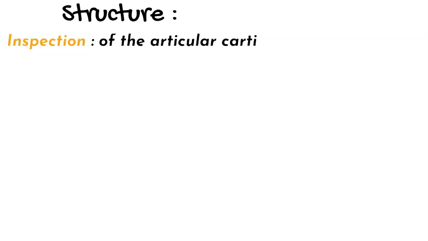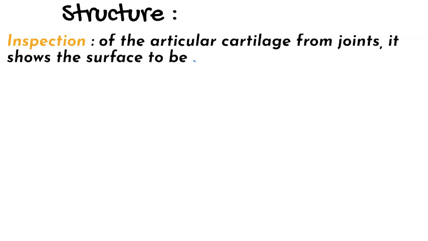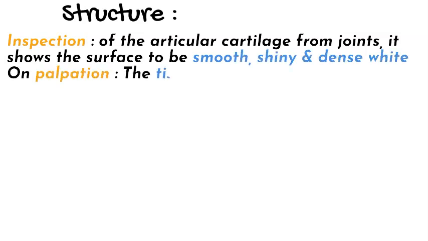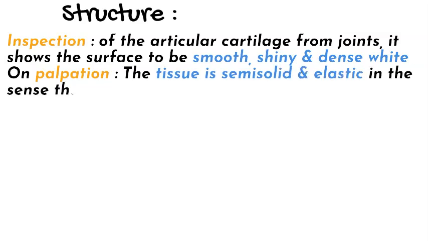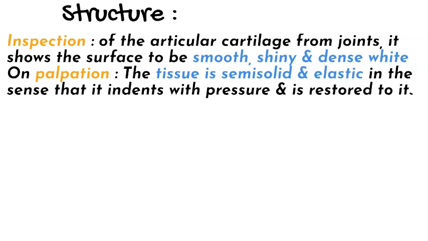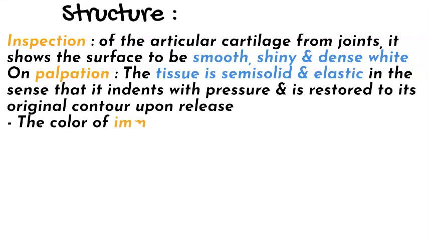Structure. Inspection of the articular cartilage from joints shows the surface to be smooth, shiny, and dense white. On palpation, the tissue is semi-solid and elastic in the sense that it indents with pressure and is restored to its original contour upon release.